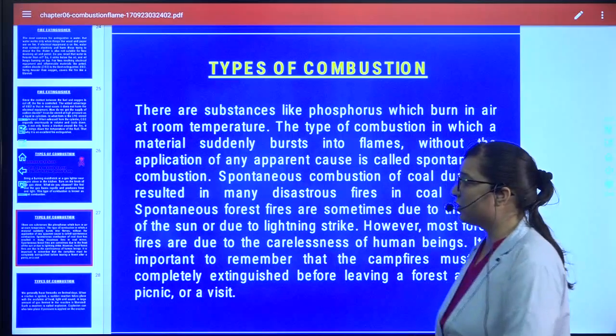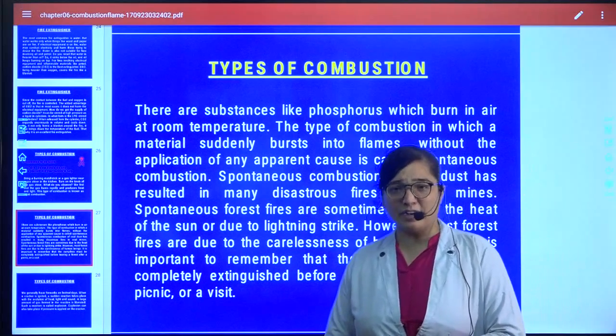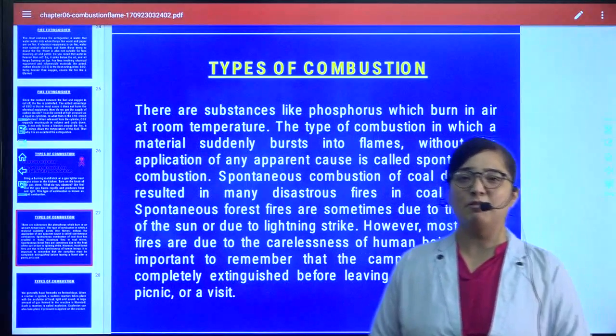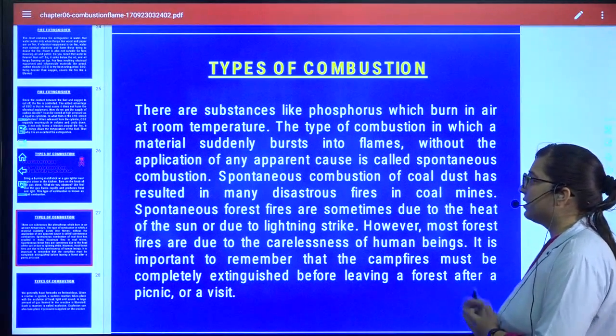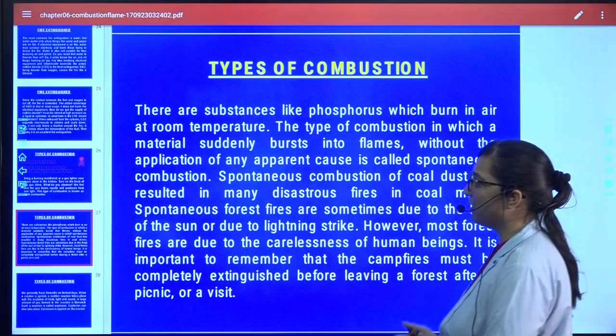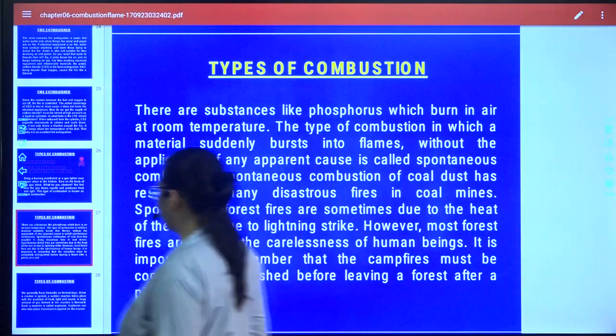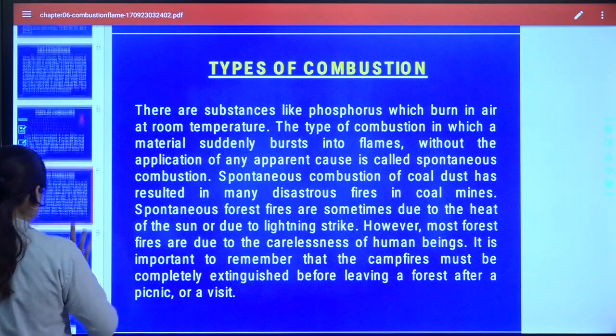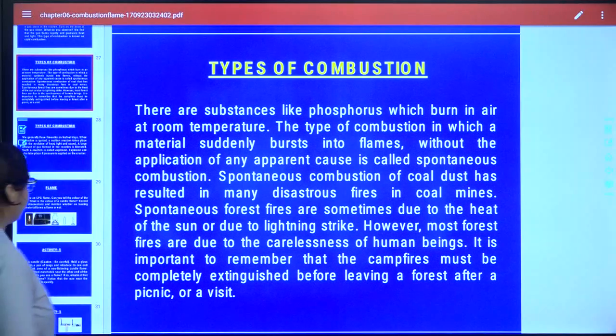So this is about spontaneous combustion. Spontaneous means on the spot, very quickly it will start burning. So this is how you can note down spontaneous combustion. Then we'll move further on to explosion.